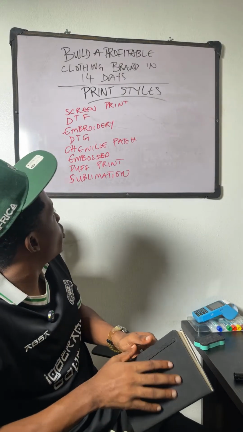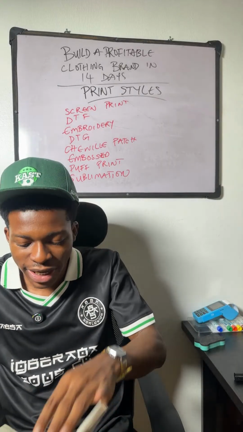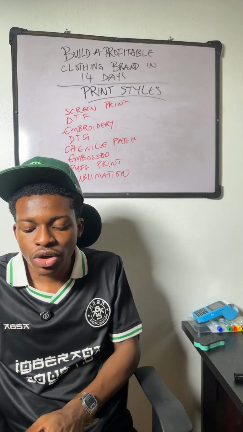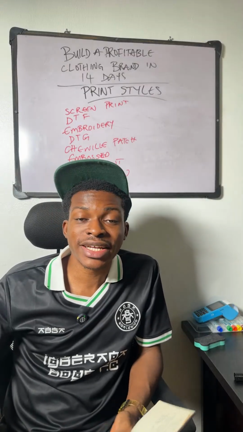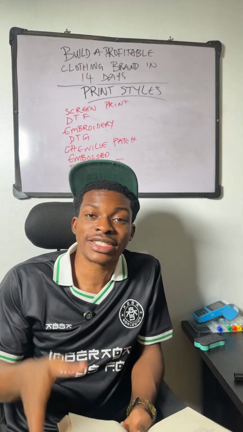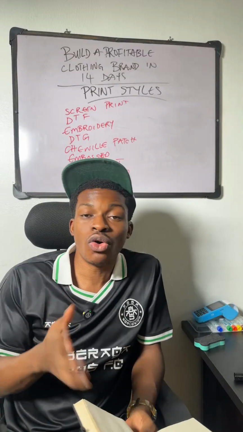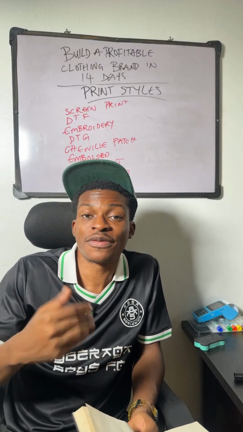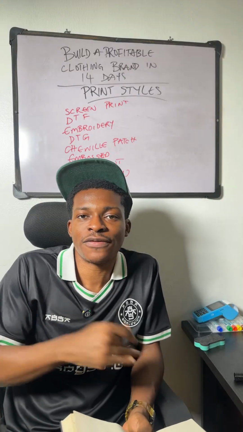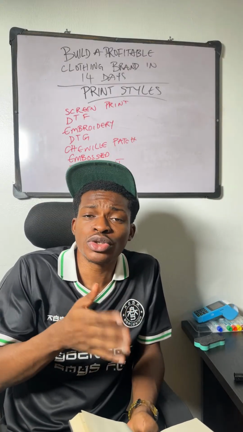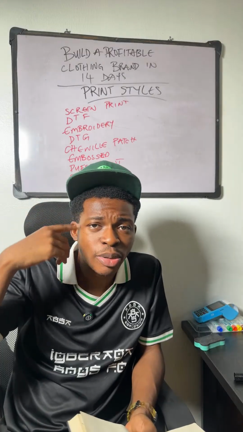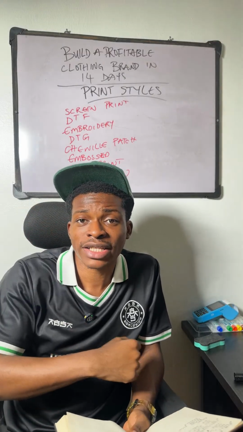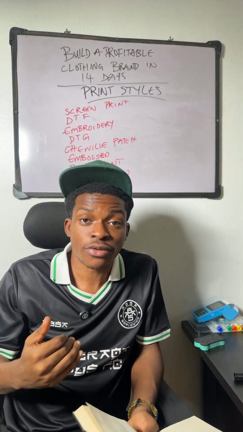The next one that I'll be discussing is chenille patch. So chenille patch is basically like embroidery. It falls under the same bracket as embroidery. The only difference is that chenille patch has a different feel to it. It has like a fuzzy feel to it. Most people use chenille patch for something like caps or baseball jackets. They don't really use chenille patch for shirts.